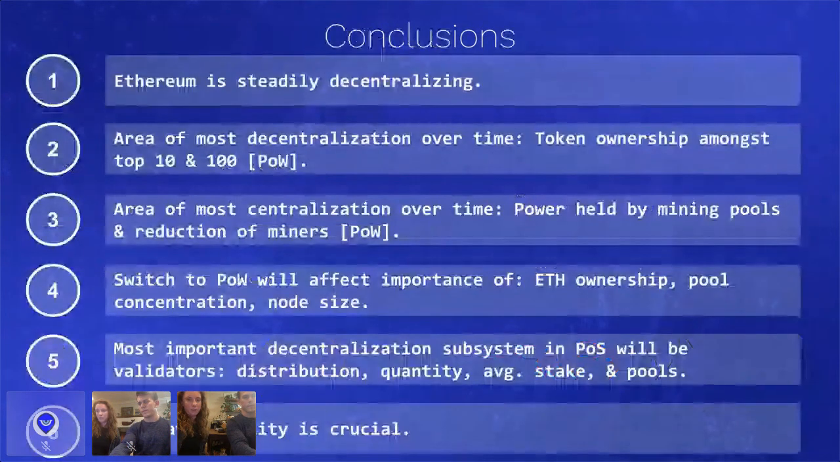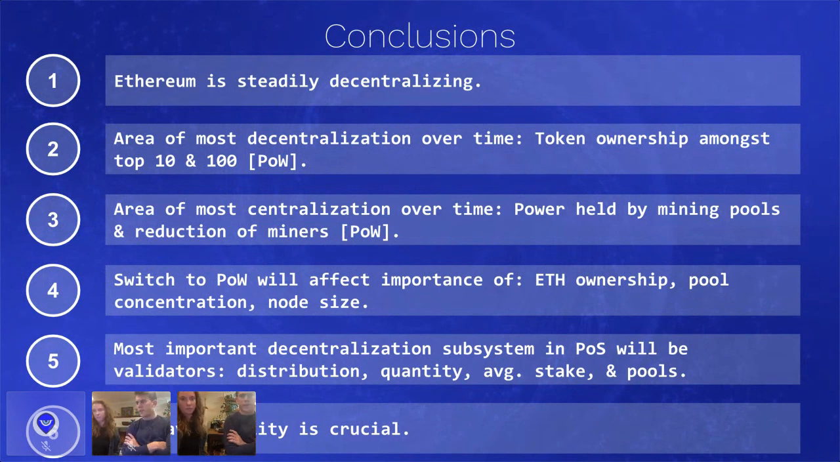So what conclusions can we take from all this? First, overall, in Ethereum as it is today, most crucial subsystems of decentralization do appear to be progressively decentralizing, signaling that the ecosystem is heading in a good direction. In proof of work, the network is most clearly decentralizing when it comes to the reduction in holding power of the top 10 and top 100 addresses. The clearest area of centralization, as we've said, is in mining pools and the concentration of hash power among a handful of pools, actually 2 pools.